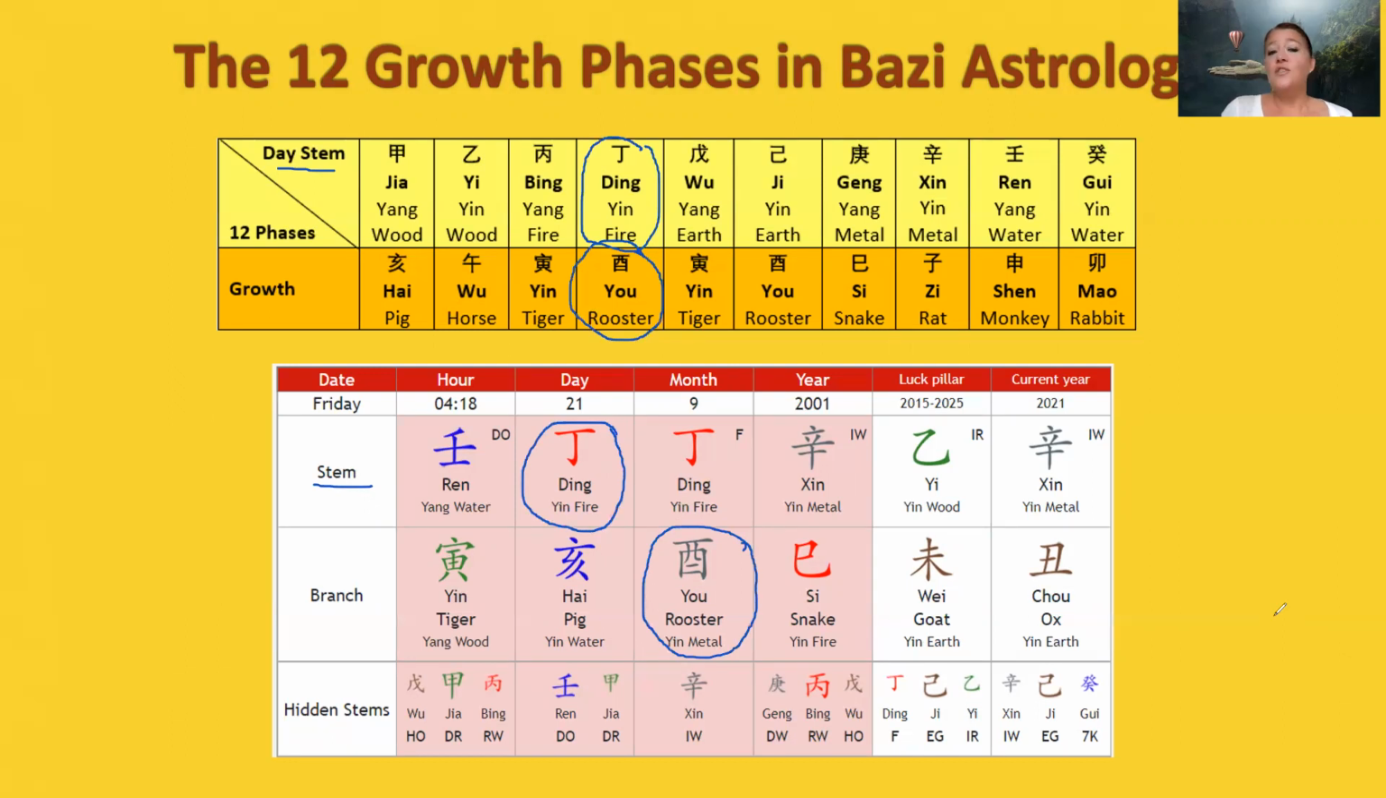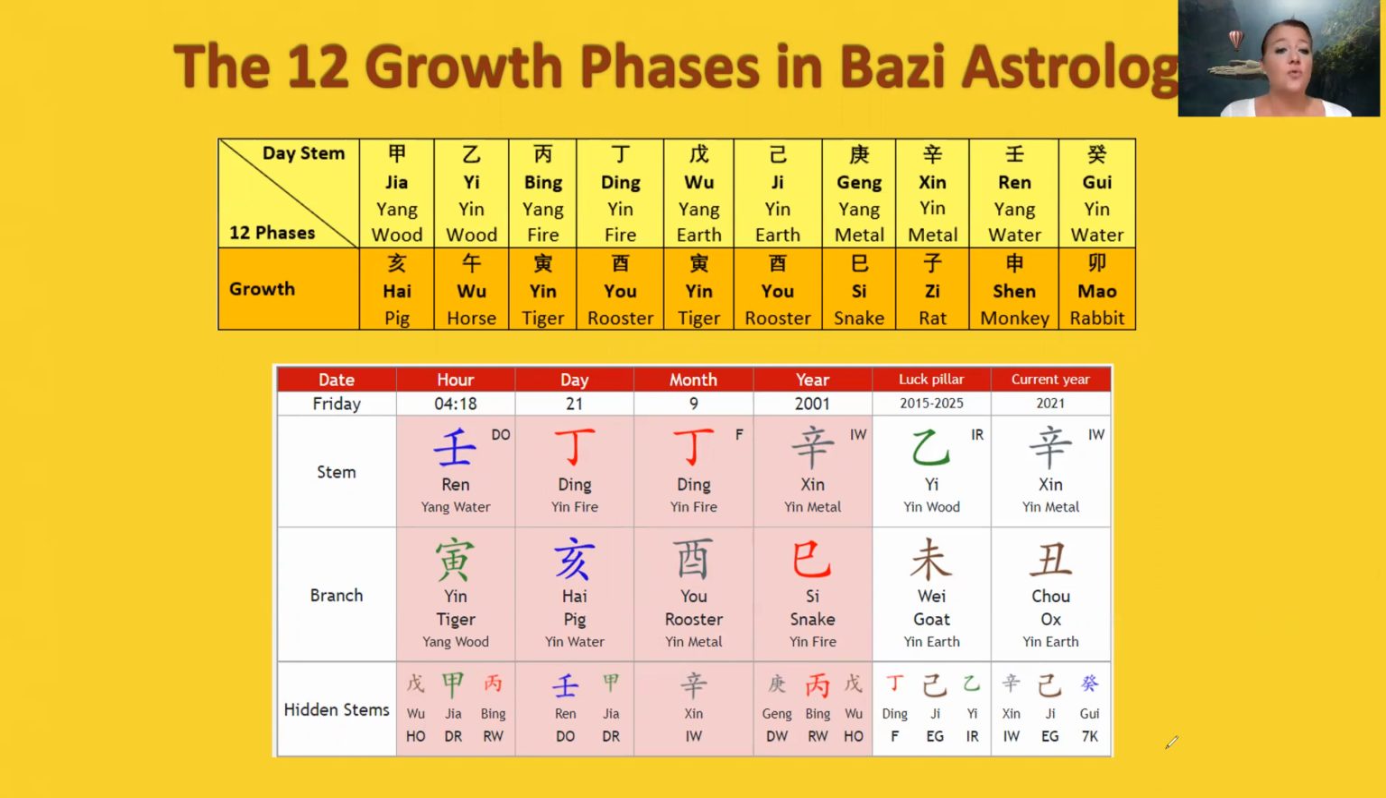So this is very, very simple how we look at these things. Now, once you determine whether or not you have the growth phase hidden somewhere in your Bazi chart, once you've seen this, you check where is it in the year, the month, the day, or the hour. Depending on where it appears, it will have a different meaning.